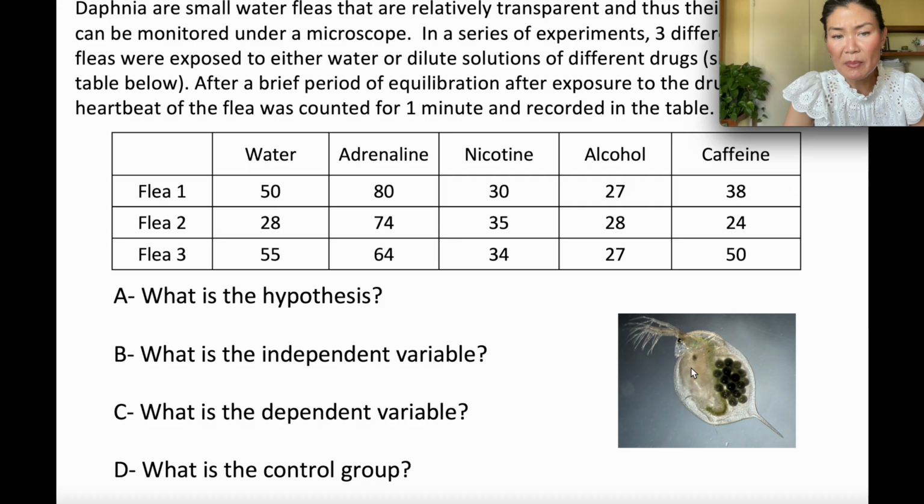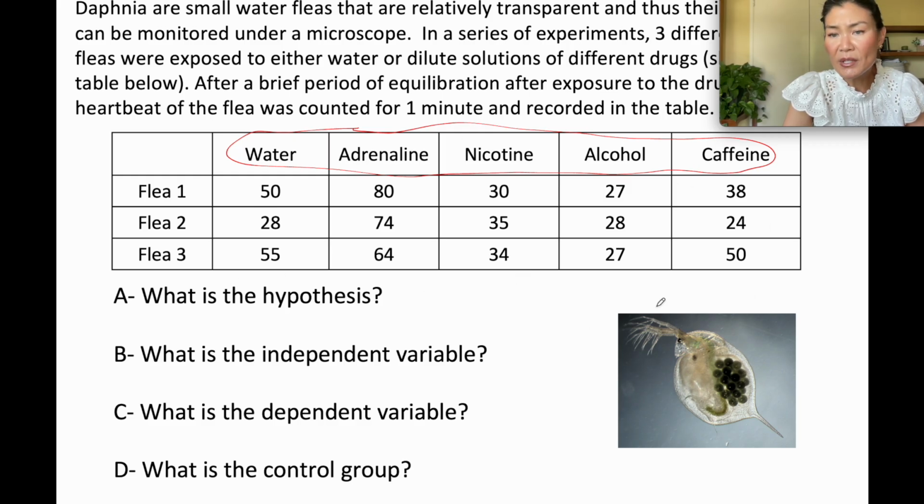In this case, because we are testing multiple different drugs, we could say that drugs have an impact on the heart rate of Daphnia. Okay, and so what's the independent variable? The independent variable is right over here. Okay, it's the different medications, the different drugs. That's what we're changing. And then what is the dependent variable? What are we measuring? We're measuring the heart rate, which would be all of these different numbers.